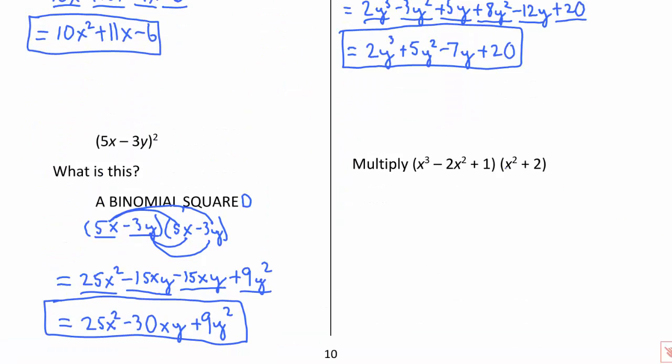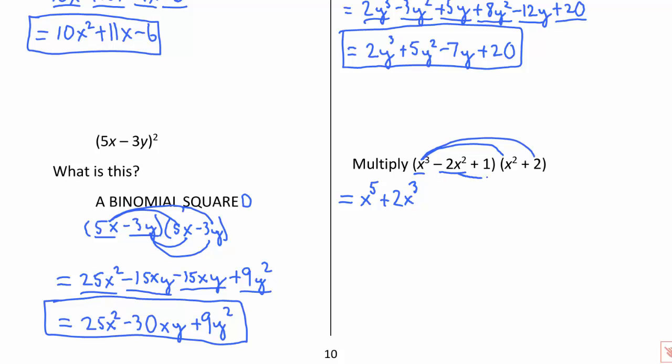Now we're going to multiply x cubed minus 2x squared plus 1 times x squared plus 2. Again, take the first term here, distribute to all terms in the next polynomial. So we have x cubed times x squared and x cubed times 2. Well, x cubed times x squared is x to the 5th. Remember, we add the exponents when multiplying. X cubed times 2 is plus 2x cubed.